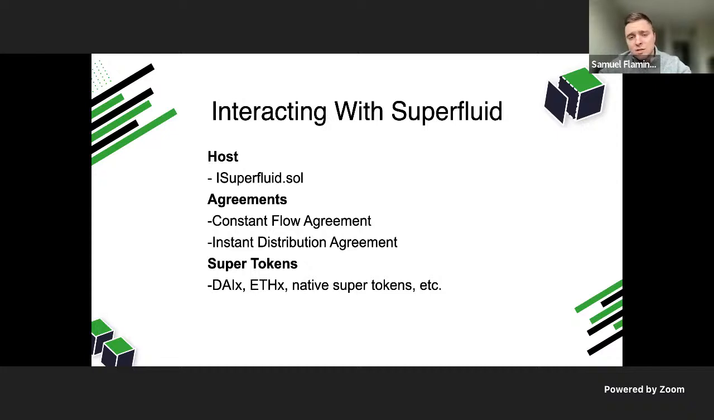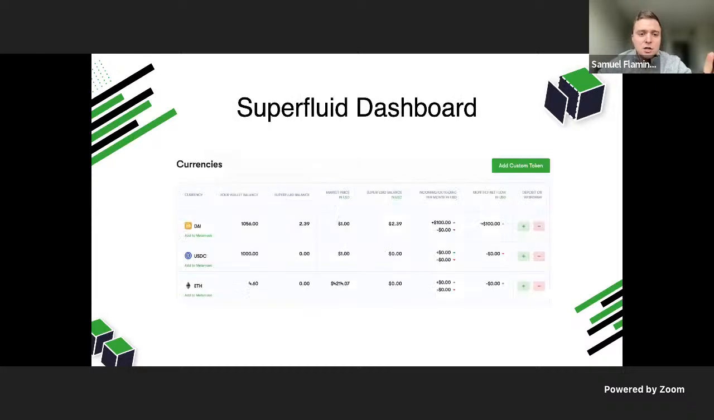And the third type of contract you're going to probably interact with are the super token contracts themselves. I'll talk about super tokens in a second, but you should know that if you're not a developer, or if you maybe aren't as confident in your developer skills, you can use the Superfluid dashboard to interact with the protocol. You can very easily create money streams from this dashboard. You can very easily get your own super tokens through this dashboard.